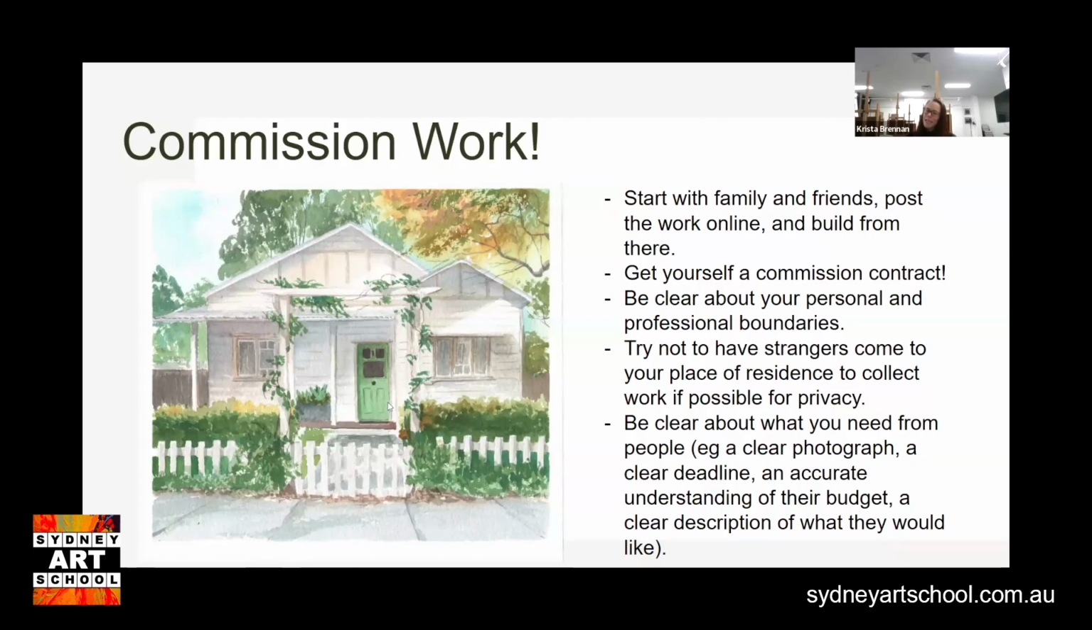And be clear what you need from someone. So for example, you need a clear photo or a clear deadline, an accurate understanding of their budget, or a clear description of what they would like, etc. So one of the first questions I ask people if they want to commission me is, well, what is it? Is it a portrait? Is it a group of people? Is it an oil painting? Is it watercolor painting? What size are you looking for? I ask all these questions before I give a price, because all of those will affect my price.